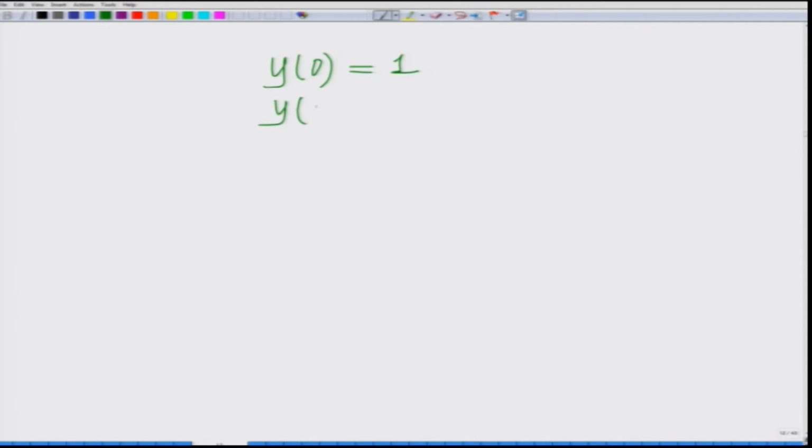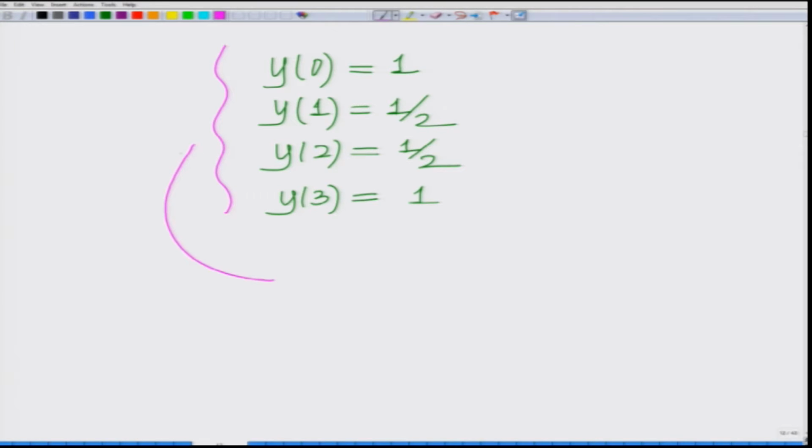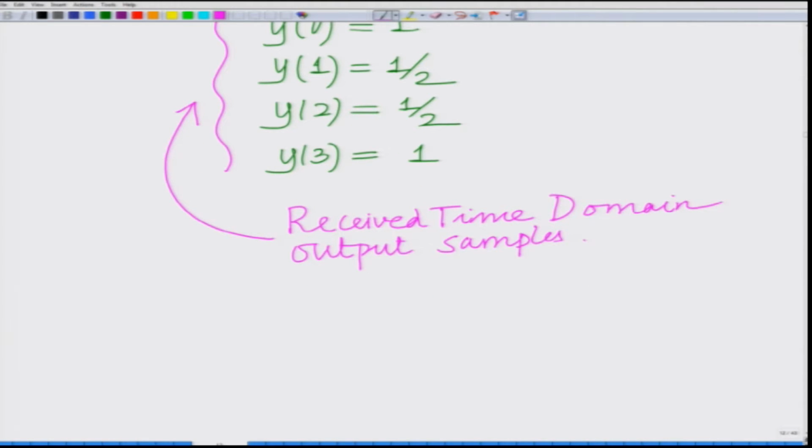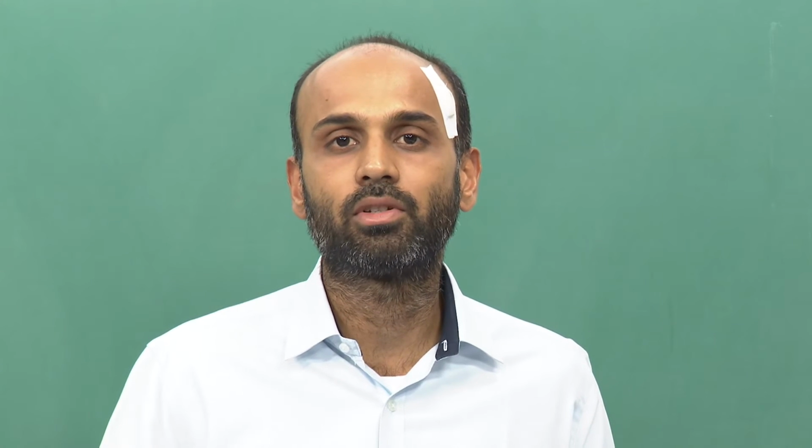y0 equals 1, y1 equals half, y2 equals half, y3 equals half. These are the received time domain output samples. Therefore, the corresponding frequency domain symbols across the various subcarriers are given by the FFT of these time domain samples. Alright, that is what we did.